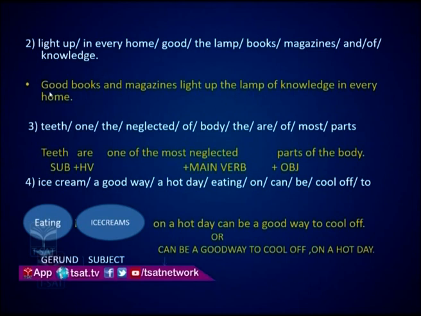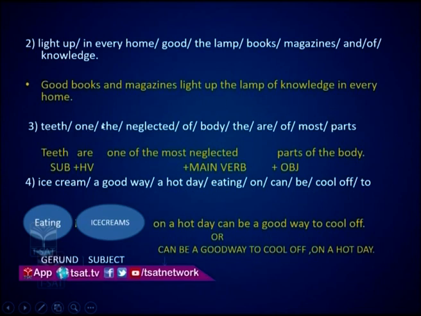First, we can search for nouns. Books and magazines are nouns here. So how are books and magazines? The sentence is starting with good books and magazines. What do they do? They light up. That is the verb. Good books and magazines light up the lamp of knowledge in every home. Subject, verb plus object and other words. In this way you can arrange the sentence. Let us look at the next example.